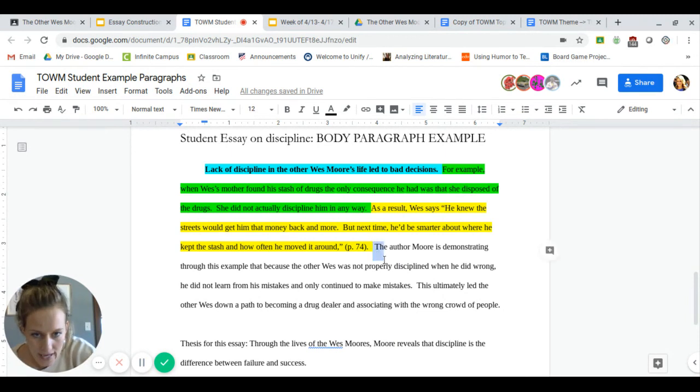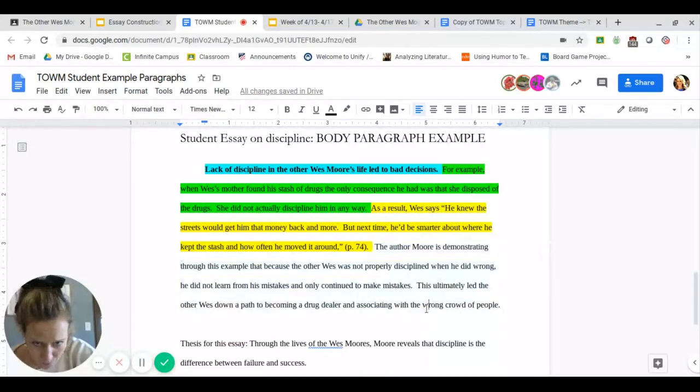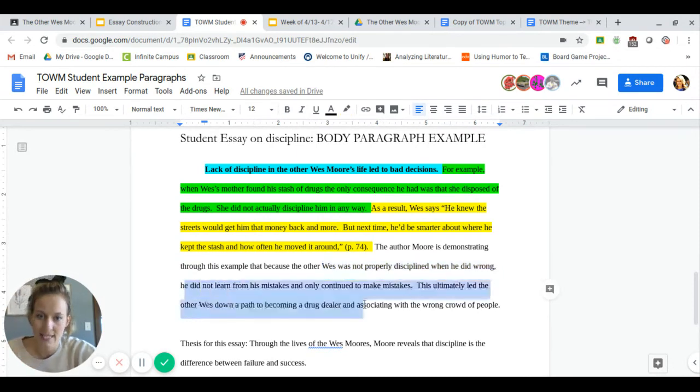So with this tie-up, which we'll do all of this in pink in a second, I want you to see that the tie-up actually references each of the other sentences in this paragraph, each of the other parts of CSET. So here, the other Wes Moore is demonstrating through this example. By mentioning through this example, he's talking about the evidence. Because the other Wes was not properly disciplined when he did wrong, this is referring back to the support, that he did not learn from his mistakes and only continued to make mistakes.